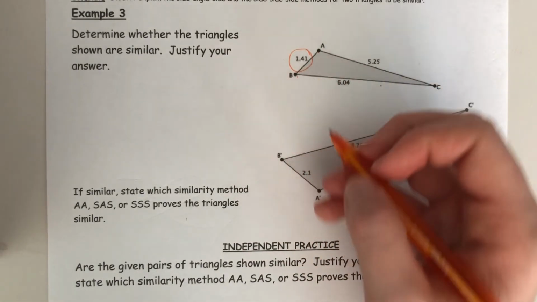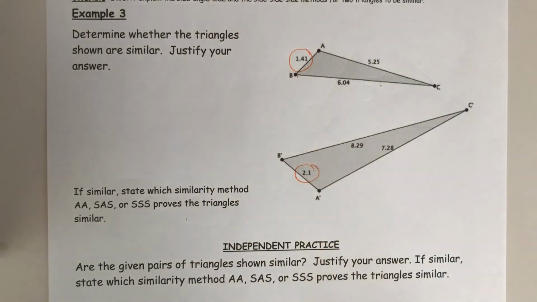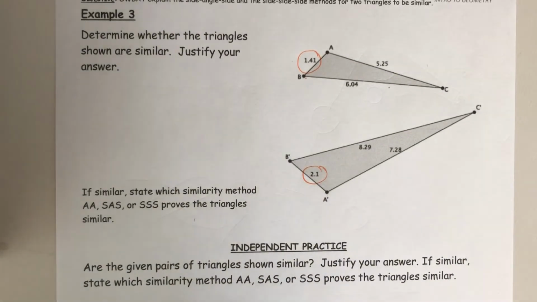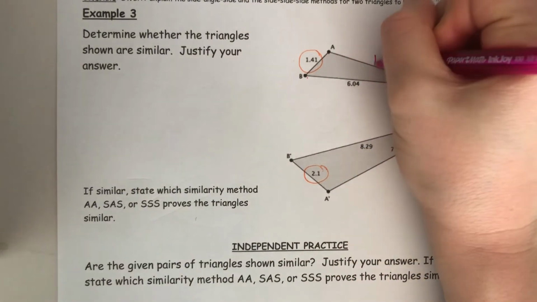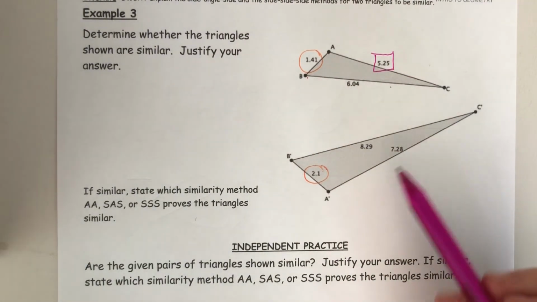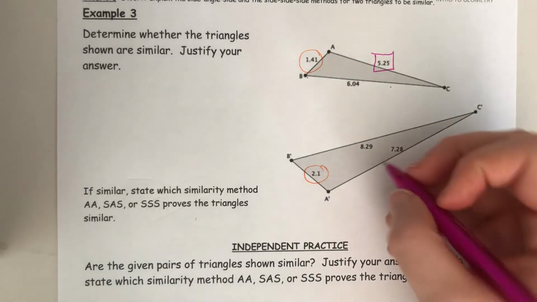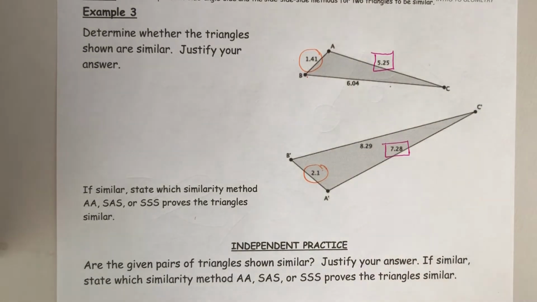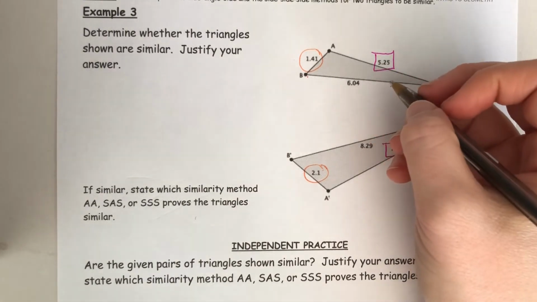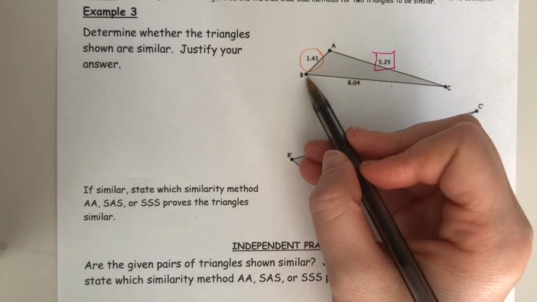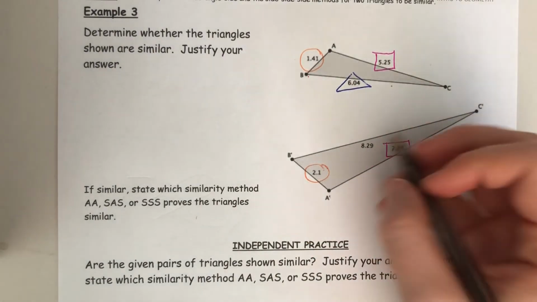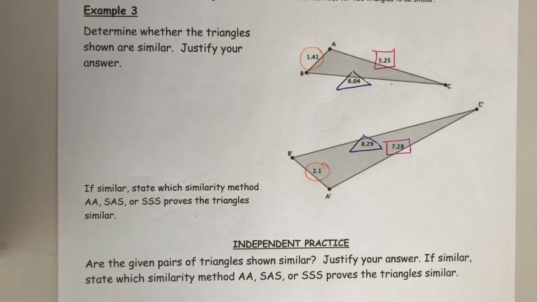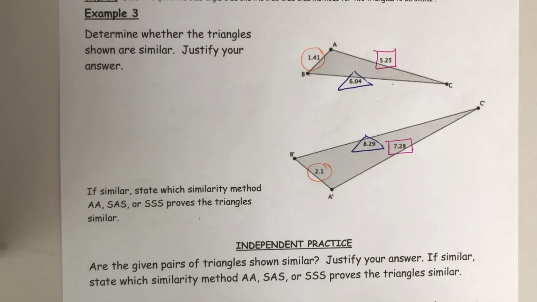So that means 1.41 corresponds to 2.1. Then we have side AC, which is 5.25, corresponds with A prime C prime, which is 7.28. And then lastly, we have 6.04, my side BC, corresponds with B prime C prime, which is 8.29. So now we match our corresponding sides.